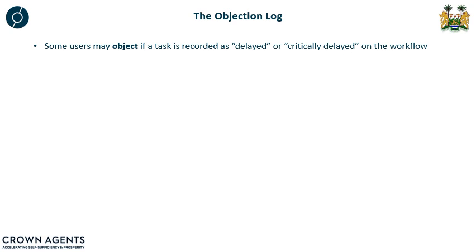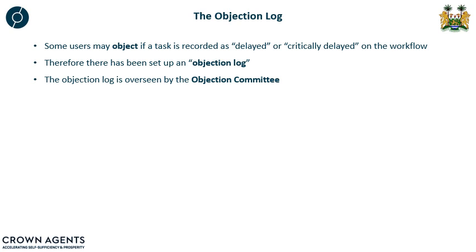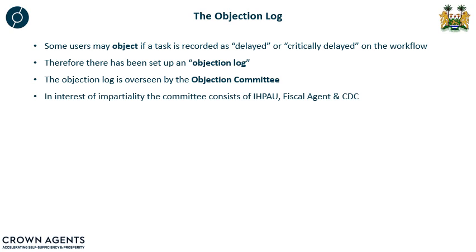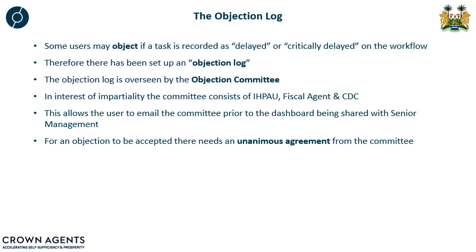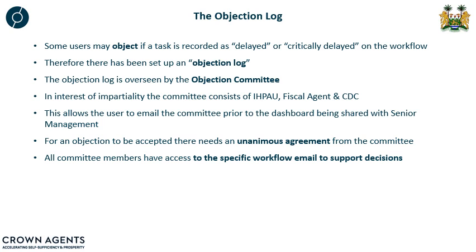Now, there may be some objections by the users whether a task is either delayed or critically delayed. Therefore, we've created an objection log. The objection log is overseen by an objection committee. And in the interest of impartiality, the committee consists of IPAL, the fiscal agent, and CDC. This allows the user to email the committee prior to the dashboard being shared with senior management. For an objection to be accepted and then amended, there needs to be unanimous agreement from the committee. All of the committee has access to the specific workflow email to support the decisions.